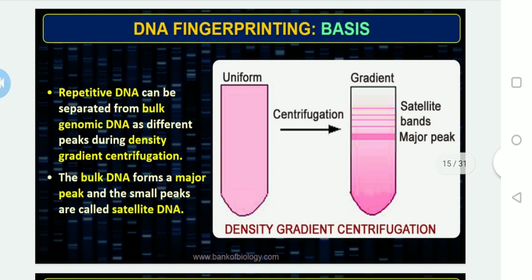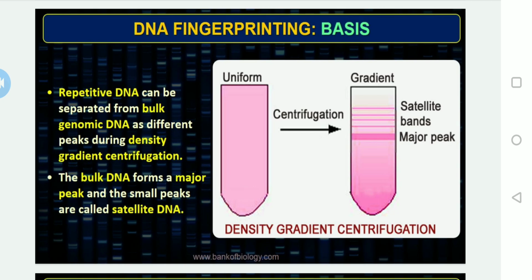A very important point: the repetitive DNA can be separated from bulk genomic DNA as different peaks during density gradient centrifugation. The bulk DNA forms a major peak, and the small peaks are called satellite DNA.